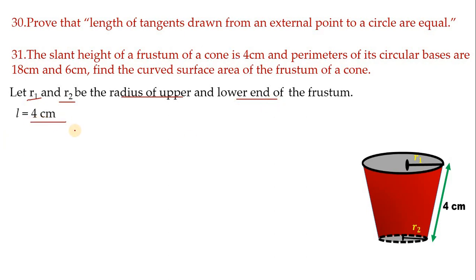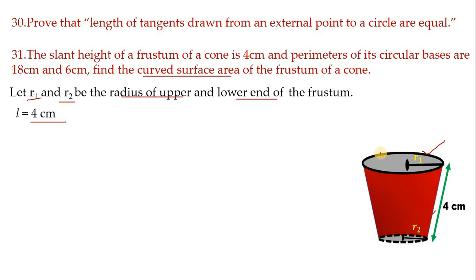And what is the formula we use to find the curved surface area of a frustum? That is pi into (R1 plus R2) into L. It means we want the R1 value and R2 value. But they have not given R1 and R2 values in the problem. Then how do you find them? But the circumference, meaning the perimeter of a circular base, is given.